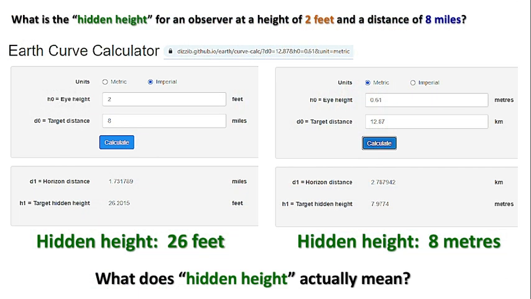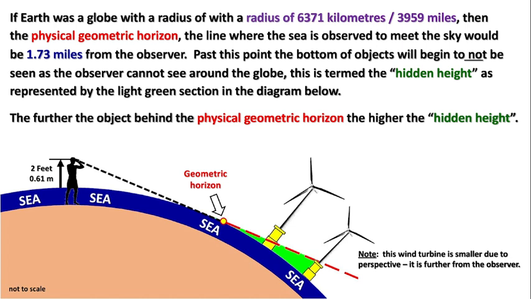What is the hidden height for an observer at a height of 2 feet and a distance of 8 miles? The hidden height is 26 feet or 8 meters. What does hidden height actually mean? If Earth was a globe with a radius of 6,371 kilometers or 3,959 miles, then the physical geometric horizon, the line where the sea is observed to meet the sky, would be 1.73 miles from the observer.